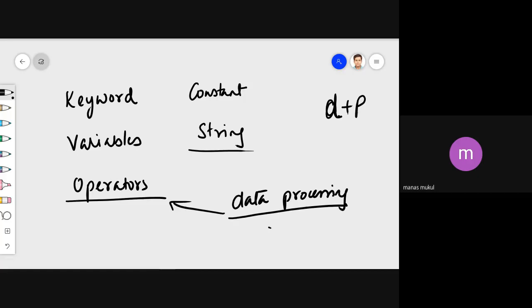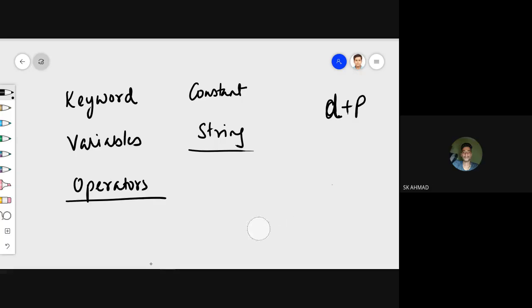Anyone has a doubt here, or you're okay with operators? Fine, sir. Okay. Fine, good. Fine, sir. All right. Now, what's constant?